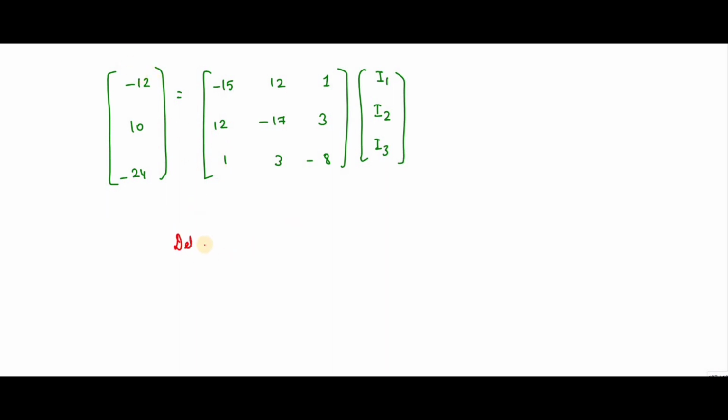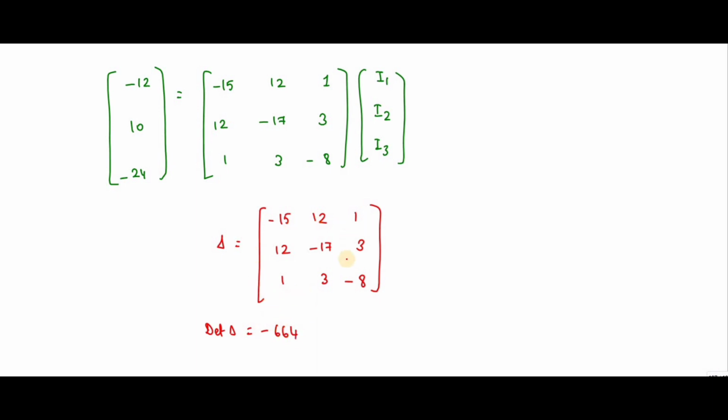If I want to find the determinant of this, determinant del, let me take this as del. That is minus 15, 12, 1; 12, minus 17, 3; 1, 3 and minus 8. This is my del value, and the determinant of del is nothing but minus 664. How to calculate this value in a simple way, I have explained at the end of the video.